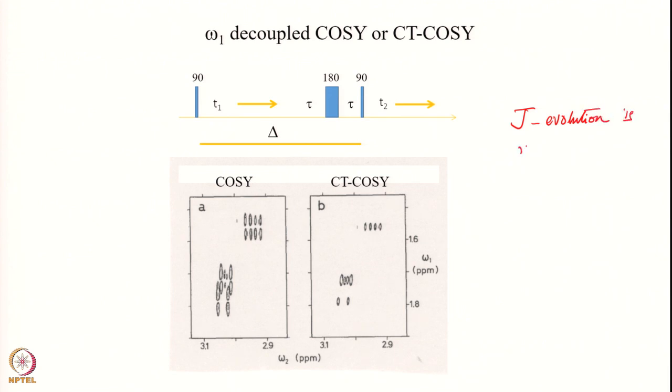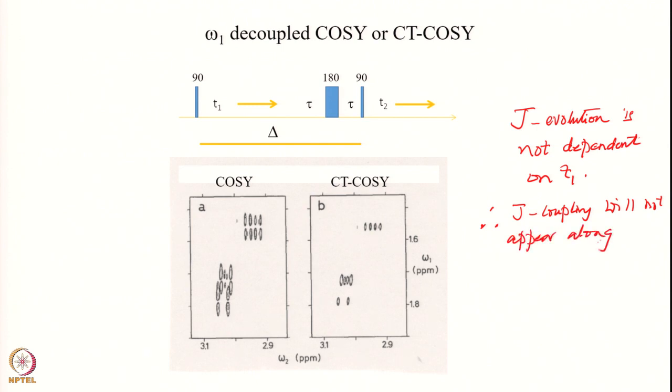So J evolution is not dependent on T1. Therefore, J coupling will not appear along the omega 1 axis, okay. This is what we said: whatever information was present during the evolution period will appear along the omega 1 axis or the F1 axis, and whatever information is present during the T2 period will appear along the omega 2 axis. Now you see, if the J coupling does not appear along omega 1, what does it mean? It is equivalent to doing decoupling along the omega 1 axis, it does not show.